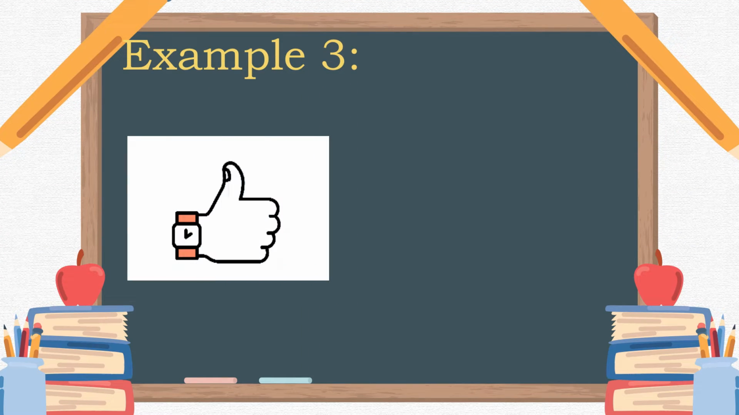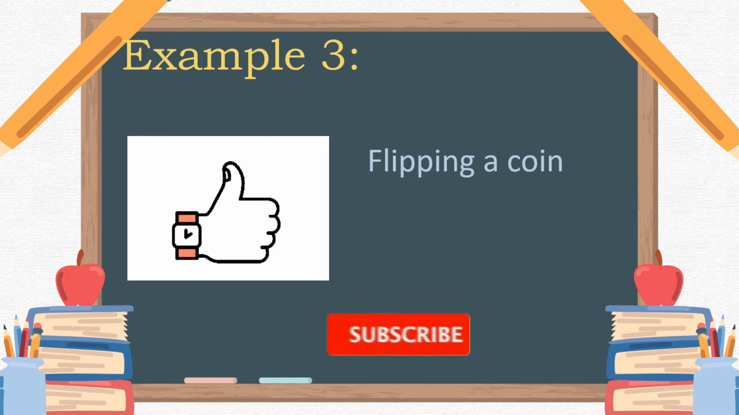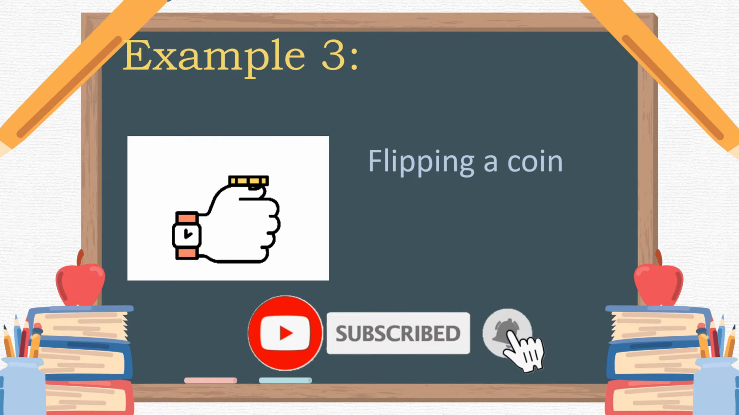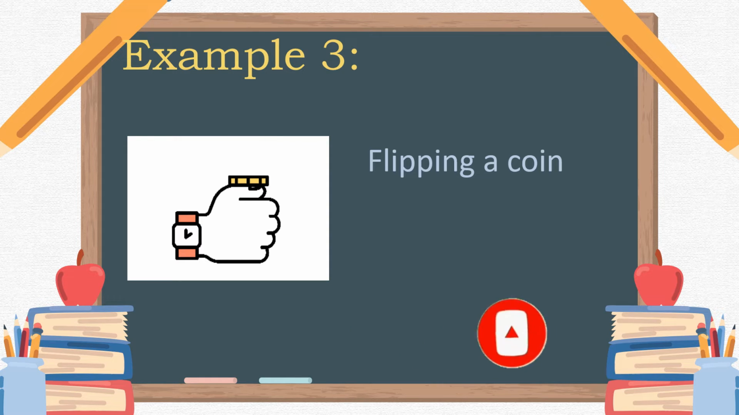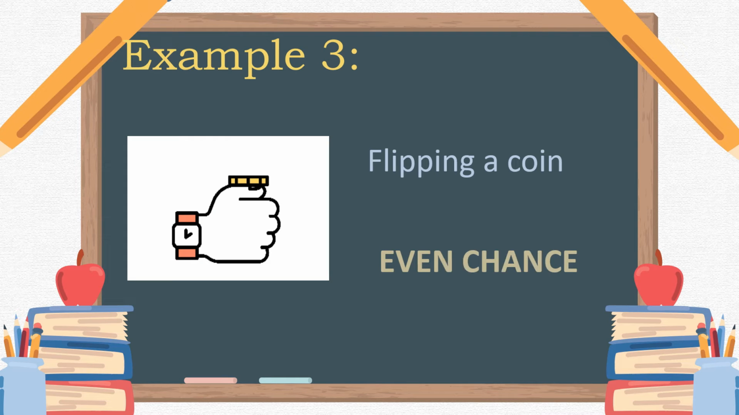So that is unlikely. So it means there is a small chance to happen. Example number 3. Flipping a coin. So in flipping a coin, there are two possible outcomes. The head and the tail. So the chance to get a head or a tail is 50-50. So that is an even chance. So ibig sabihin, equal yung chance na makuha natin yung head or makuha natin yung tail.